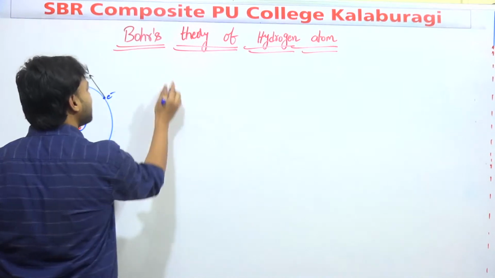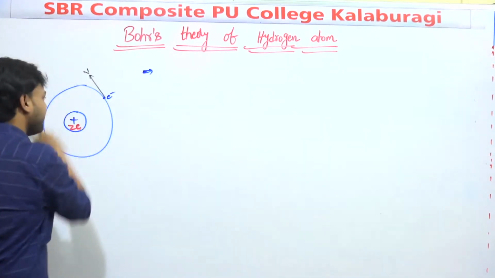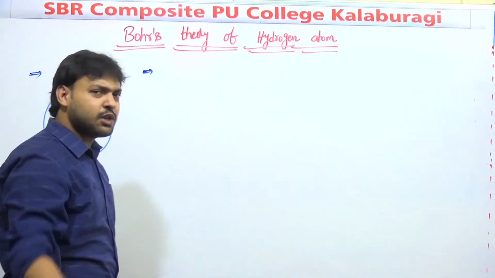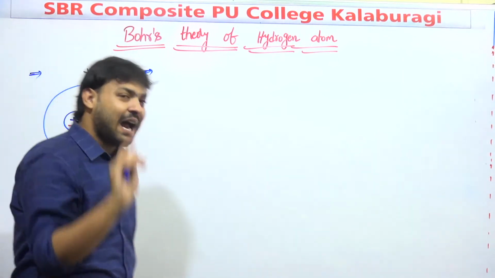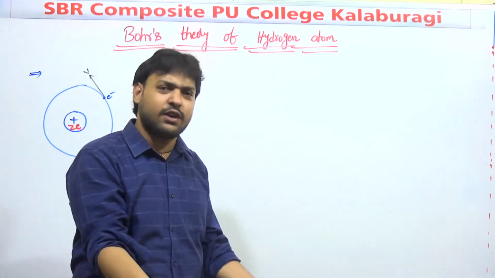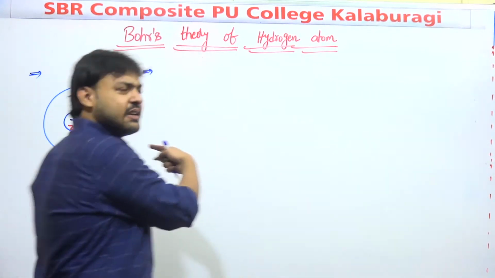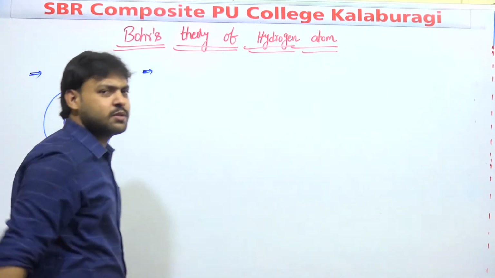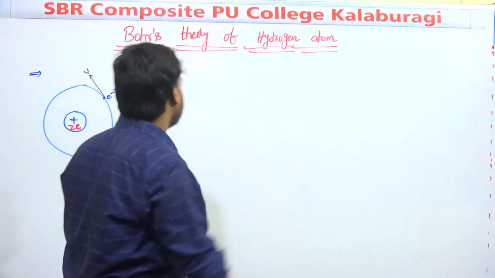So what is the first equation? Balancing forces. What are the balancing forces here, according to the first postulate? The electron will revolve around the nucleus in circular orbits, and balancing forces will be there. Who will provide the necessary centripetal force? Coulomb's force of attraction gives the necessary centripetal force. So what can I write?